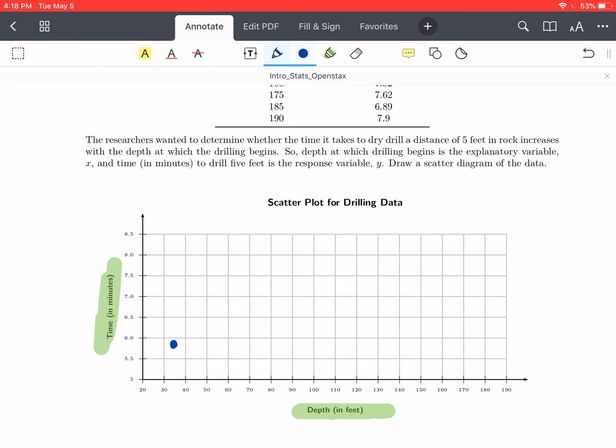50 and 5.99, so it's going to be even just a little bit higher than that. 75 and 6.74, that's going to be right about there. Then we go up to 95, a little more than 6 there. Hopefully you can kind of get the idea of what's going on here. Let me just fill in the rest of these.